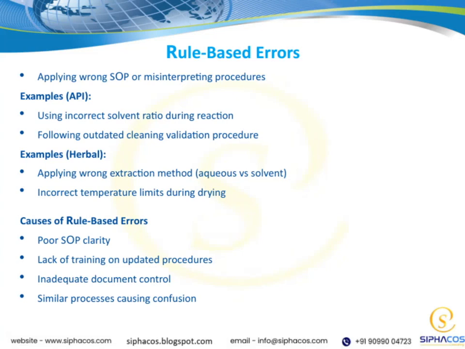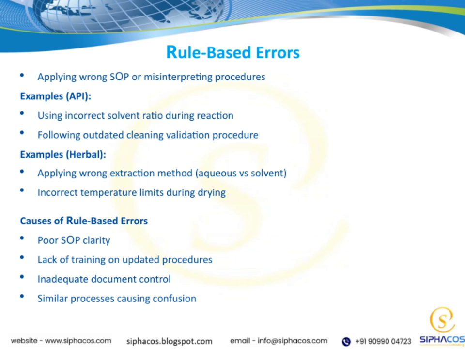Let's talk about rule-based errors. These happen when we apply the wrong standard operating procedure, or SOP, or when we misinterpret the procedures we need to follow. For example, in API manufacturing, using an incorrect solvent ratio during a reaction can lead to issues. Similarly, following an outdated cleaning validation procedure might compromise quality. Now, in herbal processes, applying the wrong extraction method, like choosing between aqueous and solvent extraction, can cause problems. Also, setting incorrect temperature limits during drying can affect the final product.